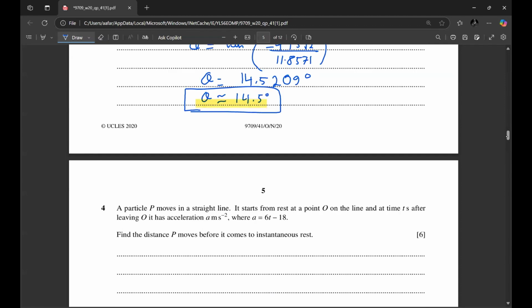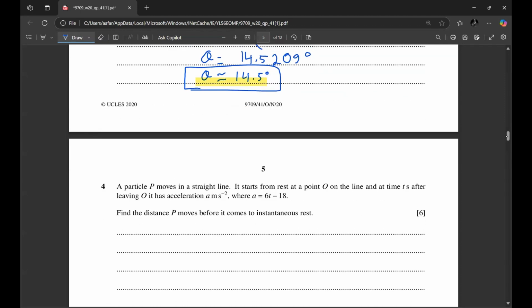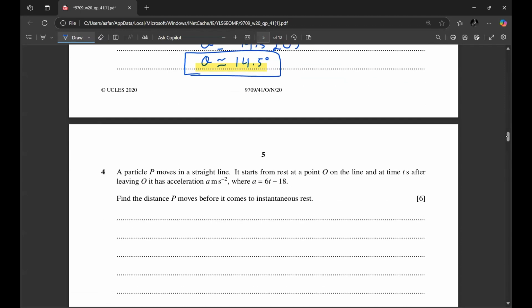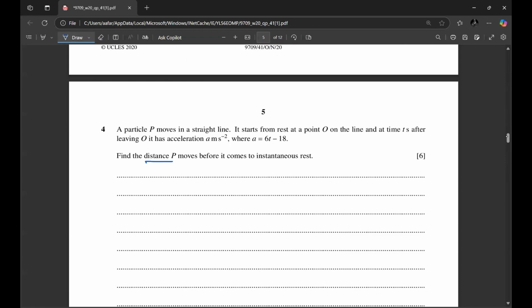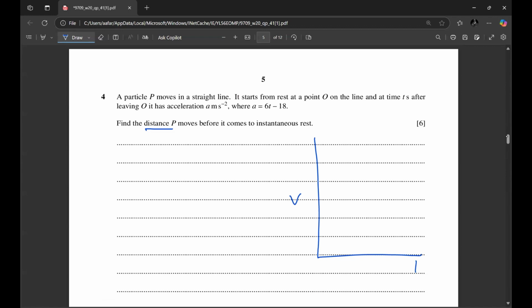Okay. So first, they've asked for distance. When they ask us to find the distance, the easiest and conceptually most sound way to solve these distance questions is to sketch the velocity time graph somehow.